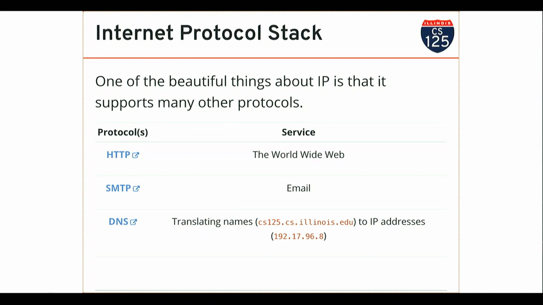This is what translates names, the human readable names that you guys like to type into your address bar, to IP addresses. So again, you guys could type 192.17.68.8.96.8 into your browser, but most of you would probably prefer to type cs125.cs.illinois.edu. Every time you go to a website, this type of human readable address has to be translated into an IP address. That's done using a service called DNS.